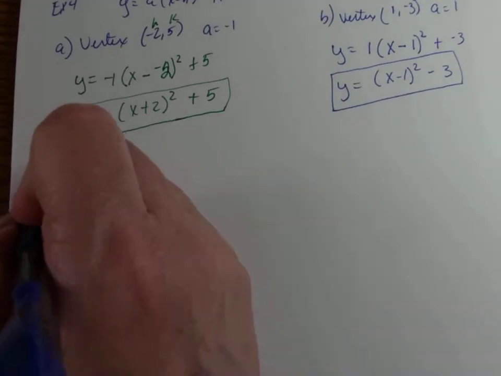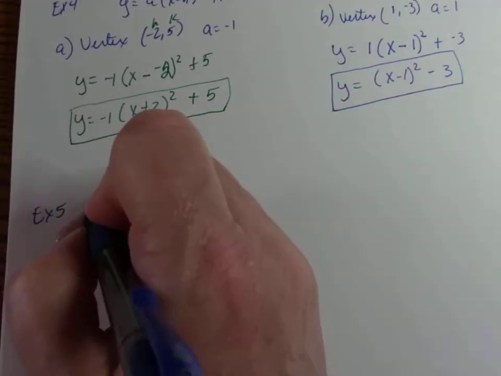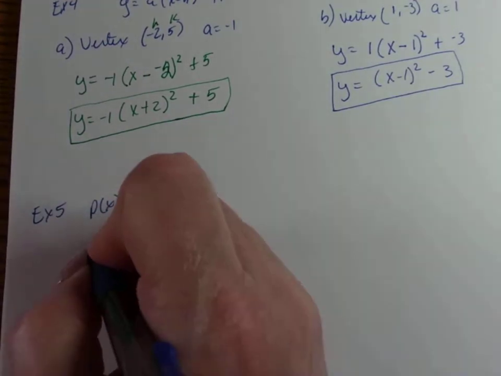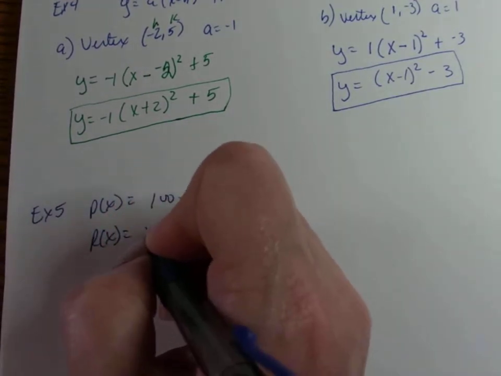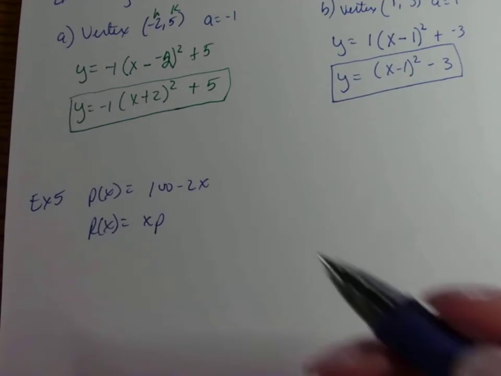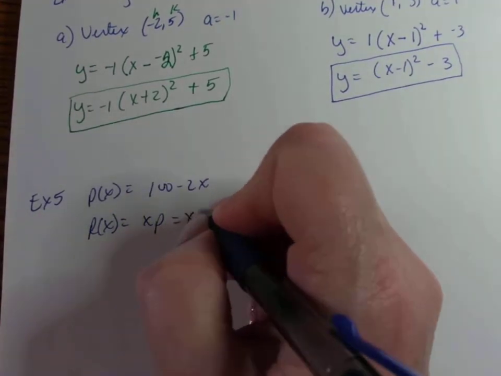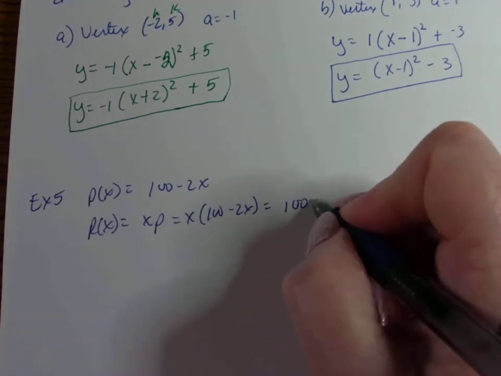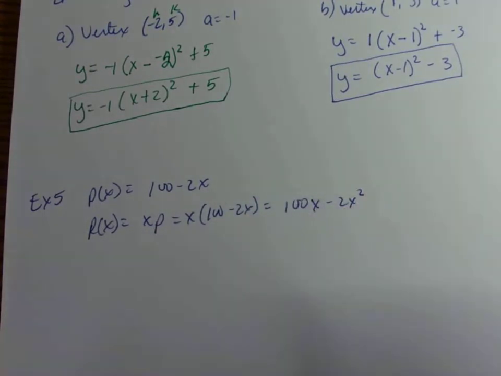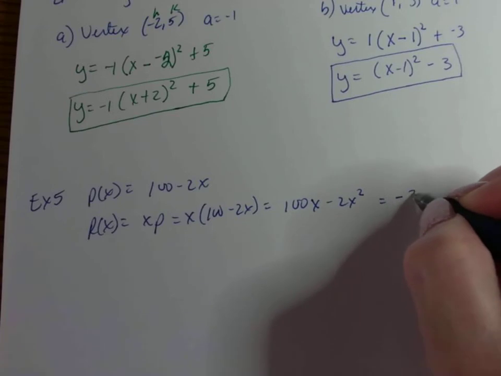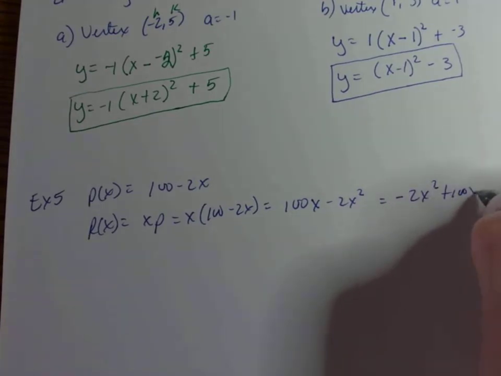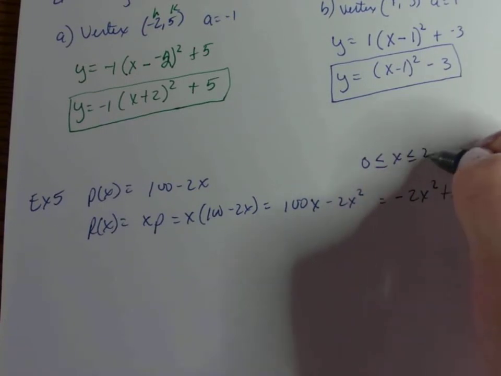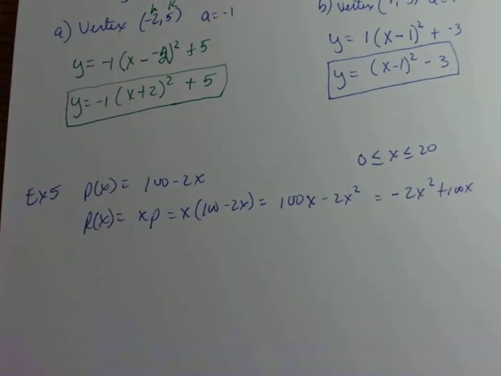All right, so example 5. Let's write down what we know. We have P of x equal to 100 minus 2x, and our R of x equals the x times the P of x, which will be x times our 100 minus 2x, which gets us 100x minus 2x squared. And I'm going to rewrite that as -2x squared plus 100x, just because it might be easier to see what's going on with the graph. And it's going from 0 to 20.